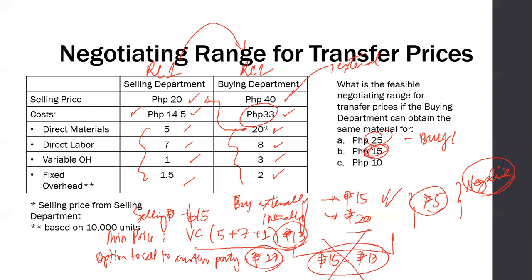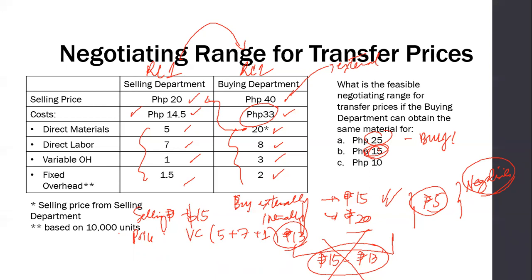Ngunit kung wala itong scenario na to, yung binubura ko, then there is an optimal range for negotiation, which is from 15 to 13 pesos. And they should negotiate within that range because it is best for both the selling department and the buying department. The only problem is, baka magka-problema sa tax authorities kasi nagiging hindi na arm's length yung pricing. And so therefore, that may run into tax issues. So yun lang yung isang constraint when it comes to transfer pricing.